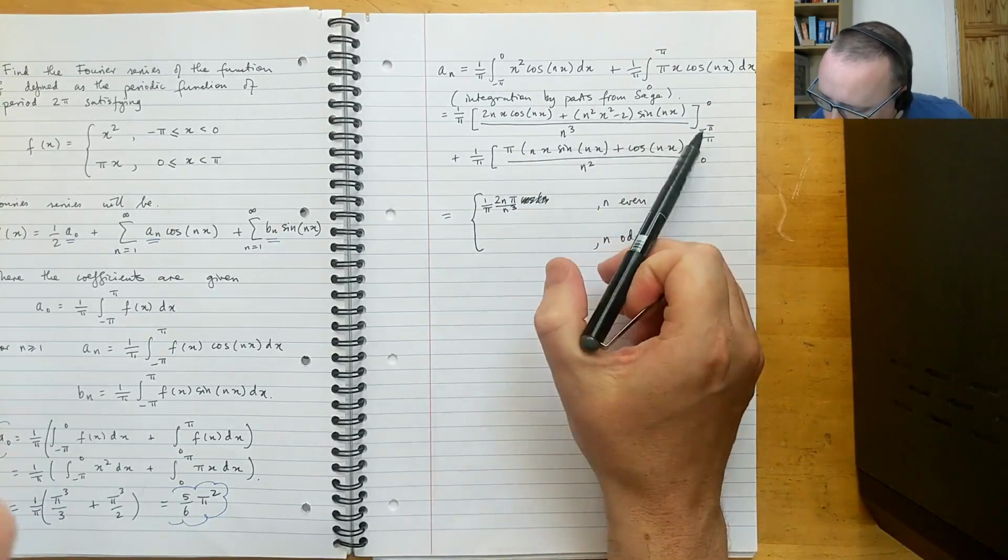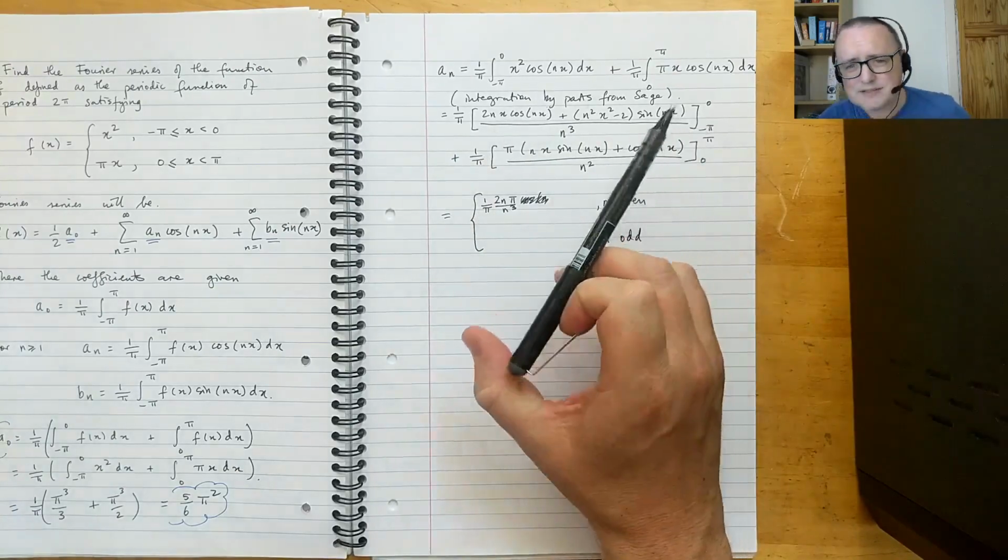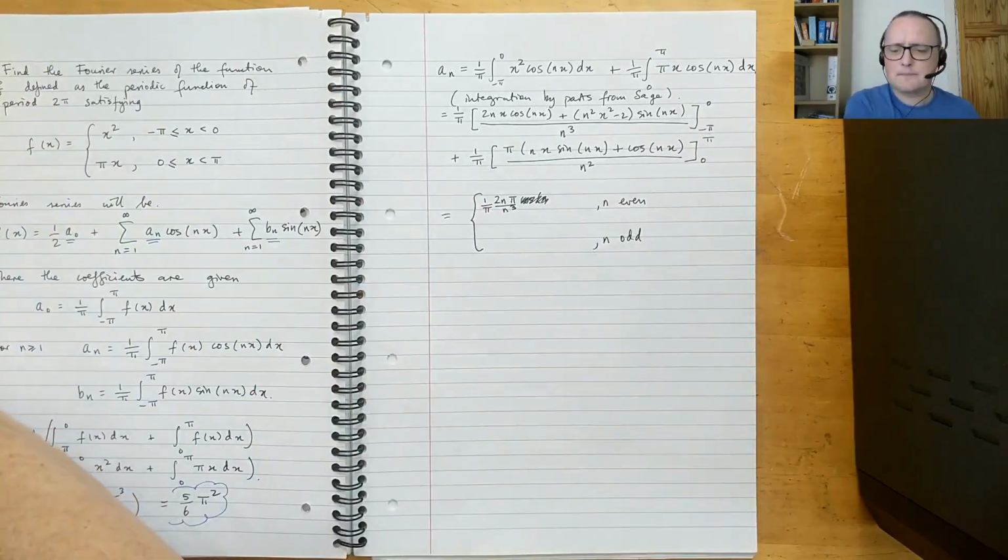Minus 1 from this cosine factor. It's going to multiply by x here, which is minus pi, so those will cancel out.